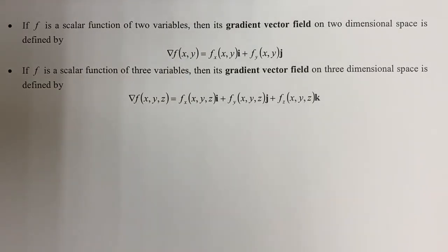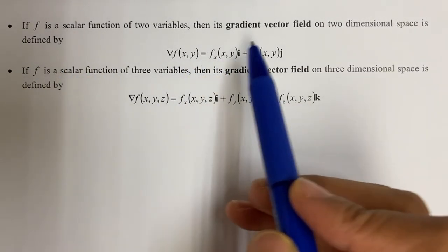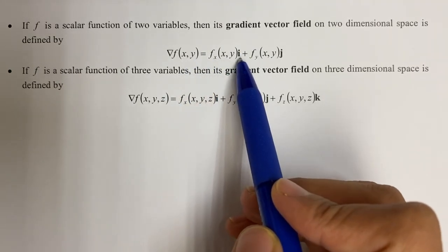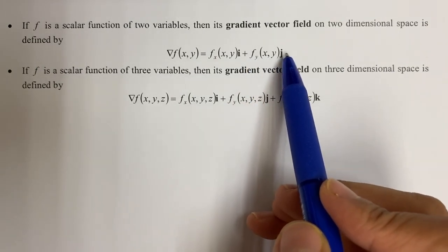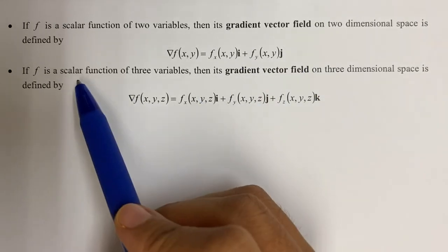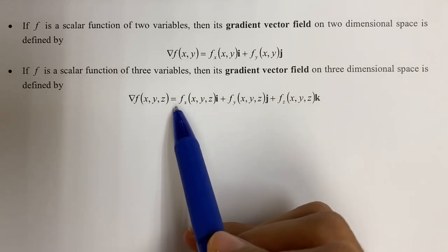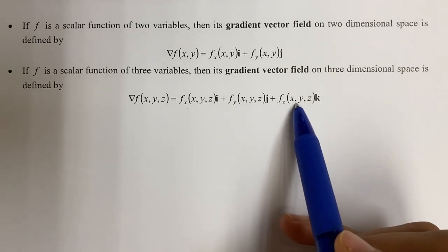If f is a scalar function of two variables, then its gradient vector field on two-dimensional space is defined by nabla f(x,y) equal to, you differentiate your f(x,y) with respect to x, so this is for i, plus f_y for j. This is for two-dimensional. And for three-dimensional, the gradient vector field nabla f(x,y,z) is given by f_x i plus f_y j plus f_z k.